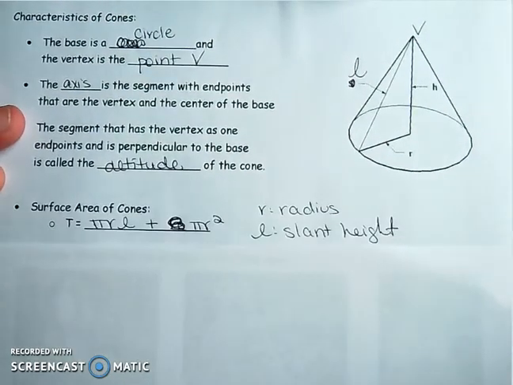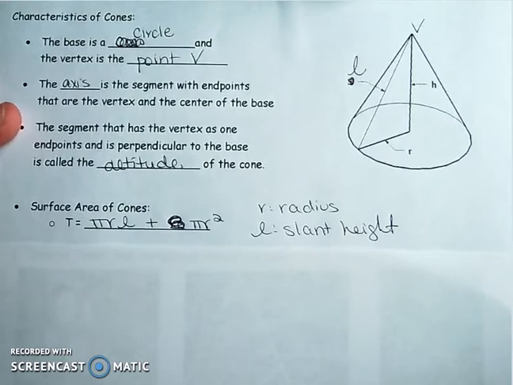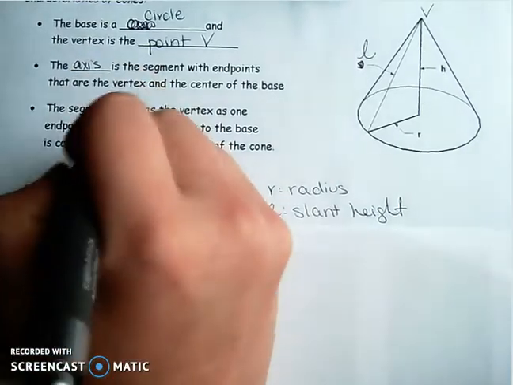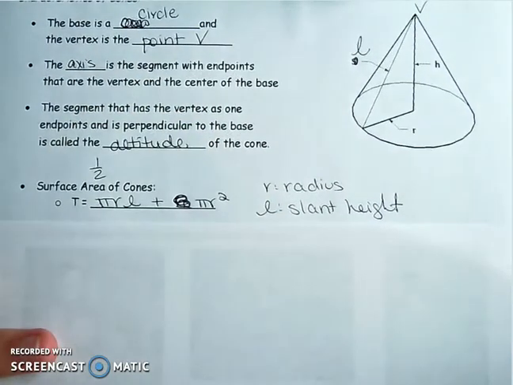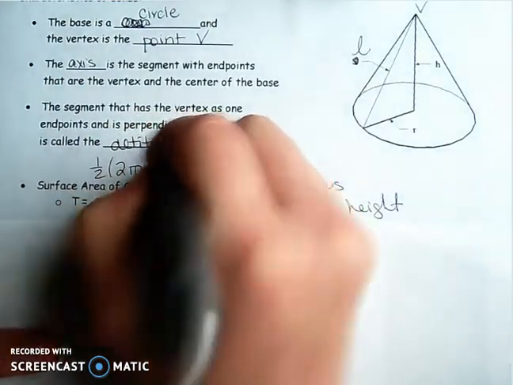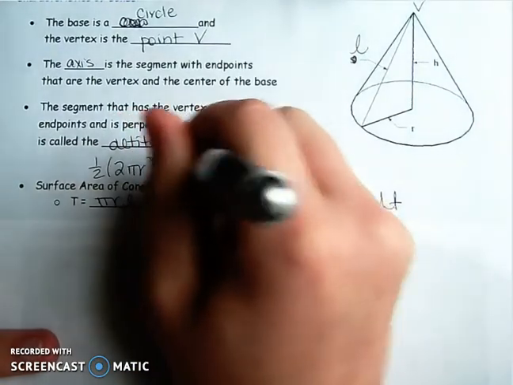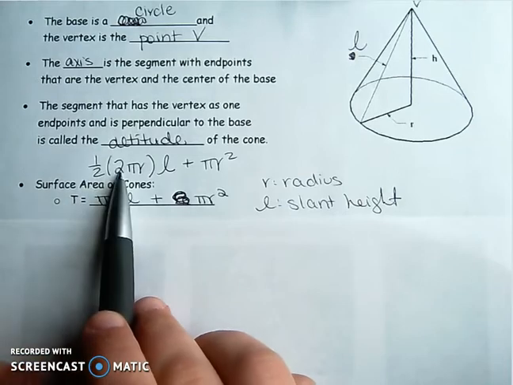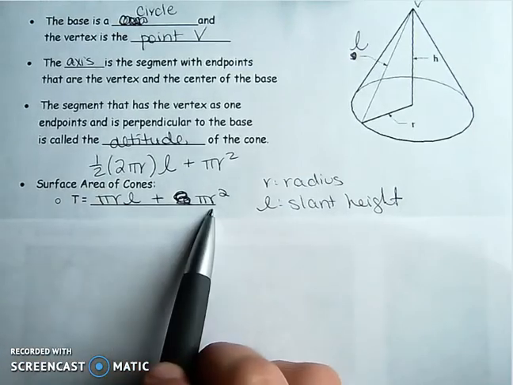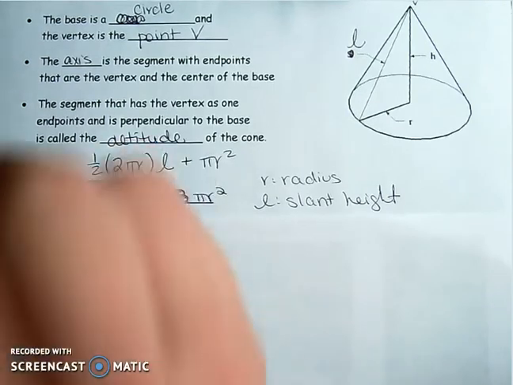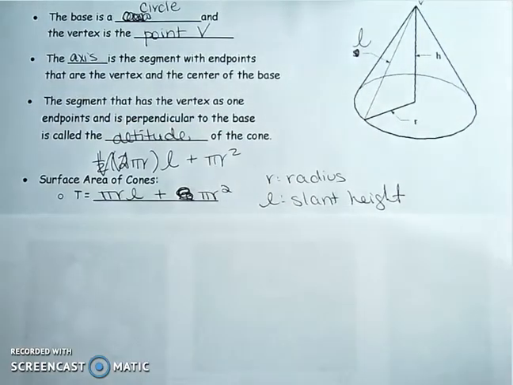Surface area is very similar to that of a pyramid: 1/2 PL plus B. Well, remember perimeter of a circle is circumference, so that'd be 2 pi r, times L for our slant height, plus the area of the base, which is a circle. 1/2 times 2 is 1, which is where our formula comes from. So pi r L plus pi r squared is our formula. So these cancel, which is where it comes from.